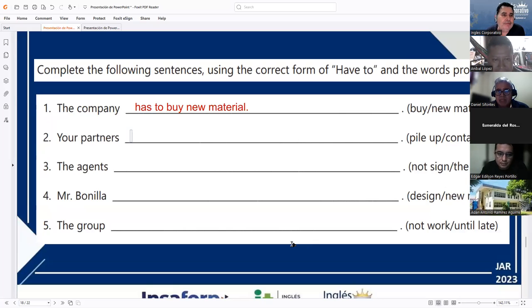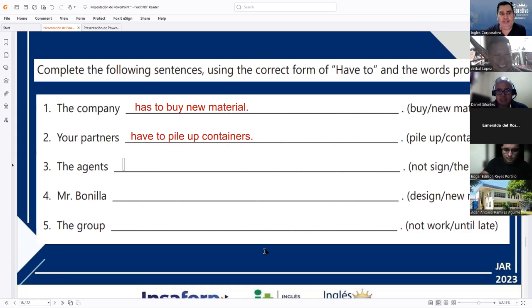Your partners have to pile up containers. Teacher, I don't understand pile up. Pile up is you put like this, one, another, another, and you pile up. One on top of the other, and you pile up. Pile up containers.